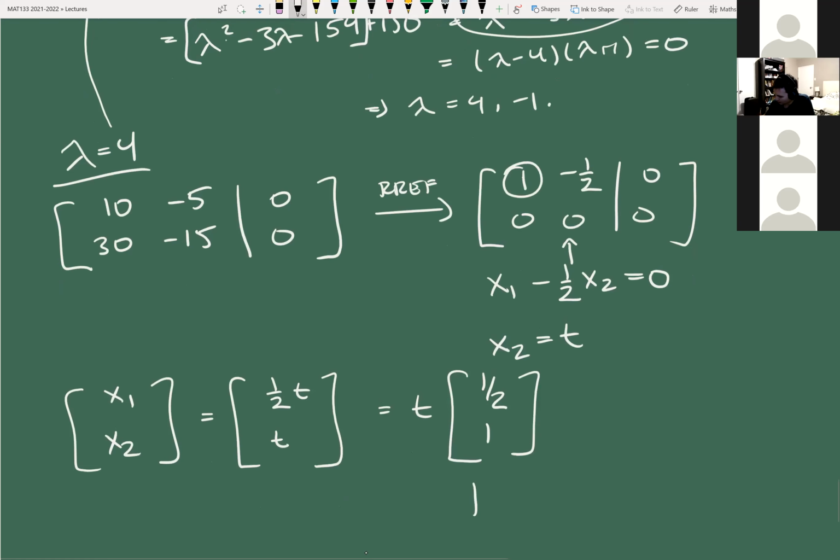Here is your eigenvector. You can use any multiple of that as well if you want. So you might want to use (1, 2) instead of (1/2, 1), just so that you don't have fractions. You can multiply it by 2 if you wanted to, but there you go. There's the eigenvector.